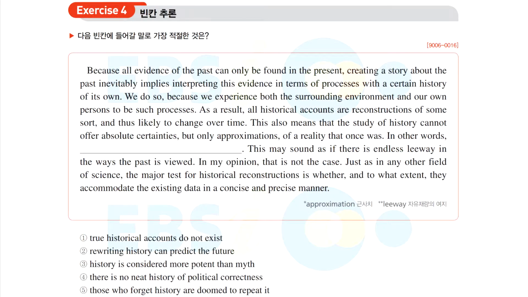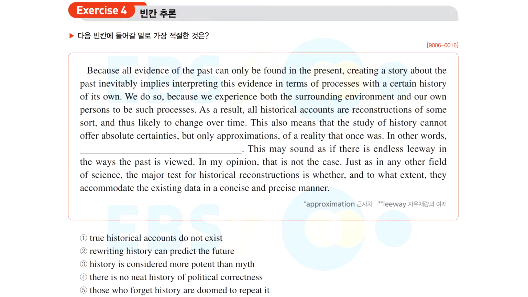Exercise 4. Because all evidence of the past can only be found in the present, creating a story about the past inevitably implies interpreting this evidence in terms of processes within a certain history of its own. We do so because we experience both the surrounding environment and our own persons to be such processes. As a result, all historical accounts are reconstructions of some sort, and thus likely to change over time.